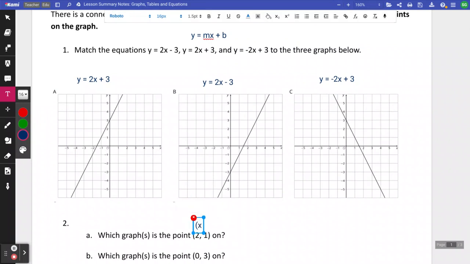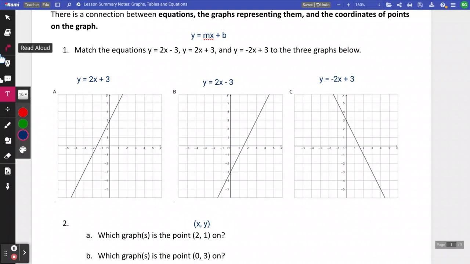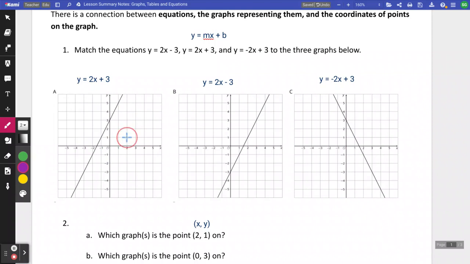I'll put it like this. And that second number is always, always, always going to be your y value. So that point (2, 1) is going to be the point at 2 on our x-axis and 1 on our y-axis. So for example, if I'm looking at this graph here, I would go to 2 on my x-axis and then also go up to 1 on my y-axis, which gives me this point right here.